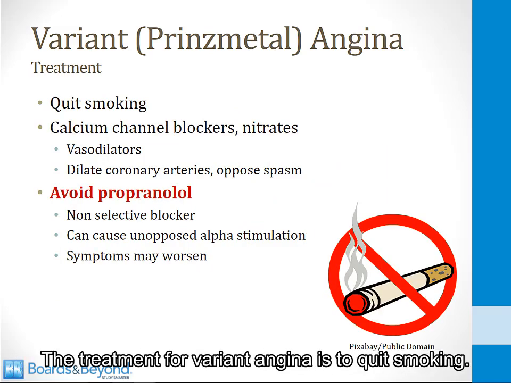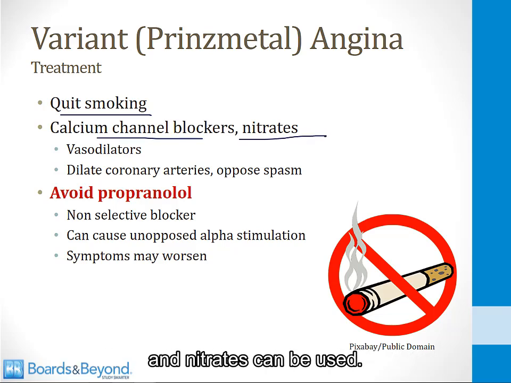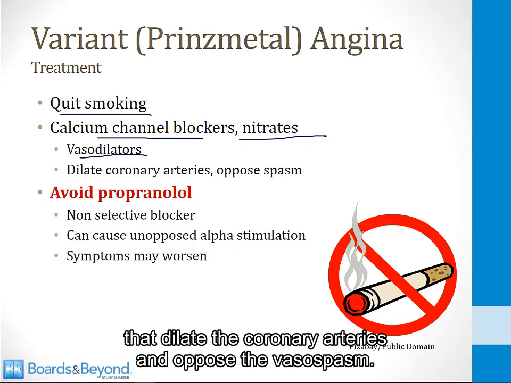The treatment for variant angina is to quit smoking. Sometimes this in and of itself improves symptoms. Drugs like calcium channel blockers and nitrates can be used. These are vasodilators that dilate the coronary arteries and oppose the vasospasm.